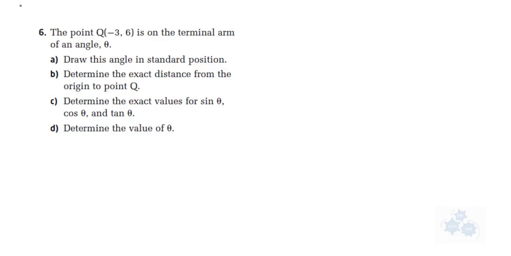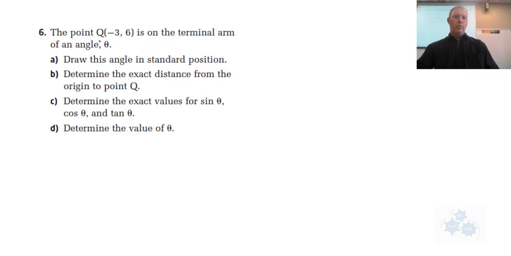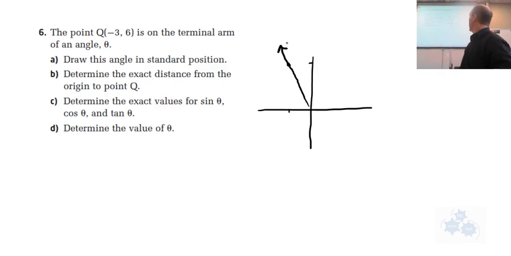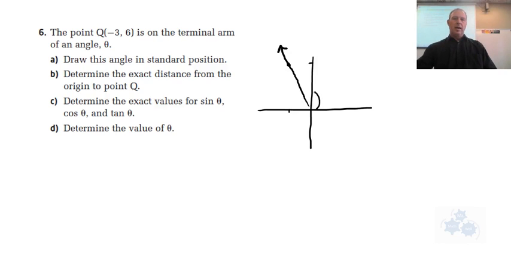So for number 6 here in your review, what we want to do is take a look at and examine all the trig functions associated with an angle that passes through (-3, 6). Let's say that's -3, and let's say this is +6. So -3, 6. You see that? We're really taking a look at this angle right here in standard position.